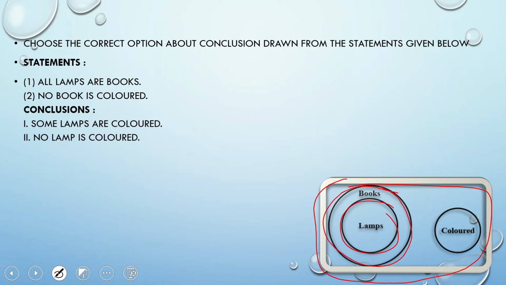Okay, it is easy. No book is colored. You have to remember here: no book is colored. In statement number 1, it is said that all lamps are books. But in statement number 2, no books are colored. Means if books are not colored, then how can a lamp be colored?